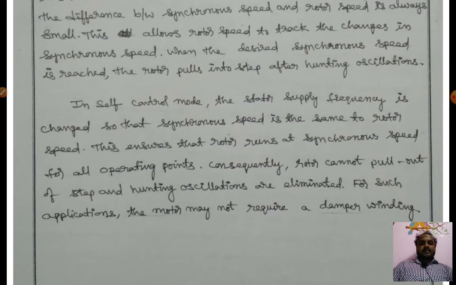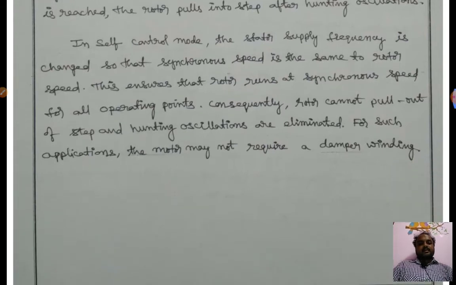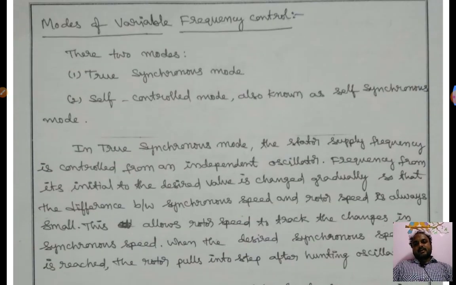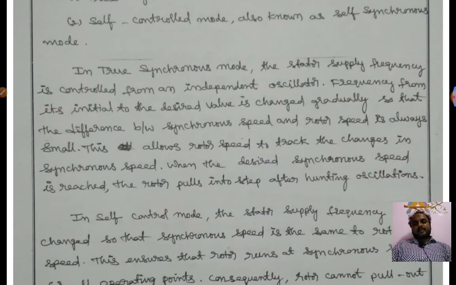In the self control method, the motor is running at synchronous speed for all operating points. Consequently, the motor cannot pull out of step, so hunting oscillations are eliminated. For such applications, the motor may not require a damper winding. So this is about modes of variable frequency control.